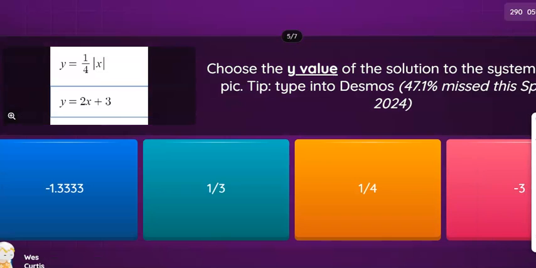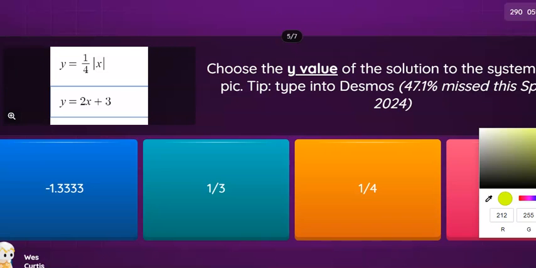Okay. Next up, got a couple questions about this. Make sure you read the question. Make sure you pick up on what's bolded up there. It clearly says choose the y value. They're definitely going to put the x value as a choice when they say something like this.